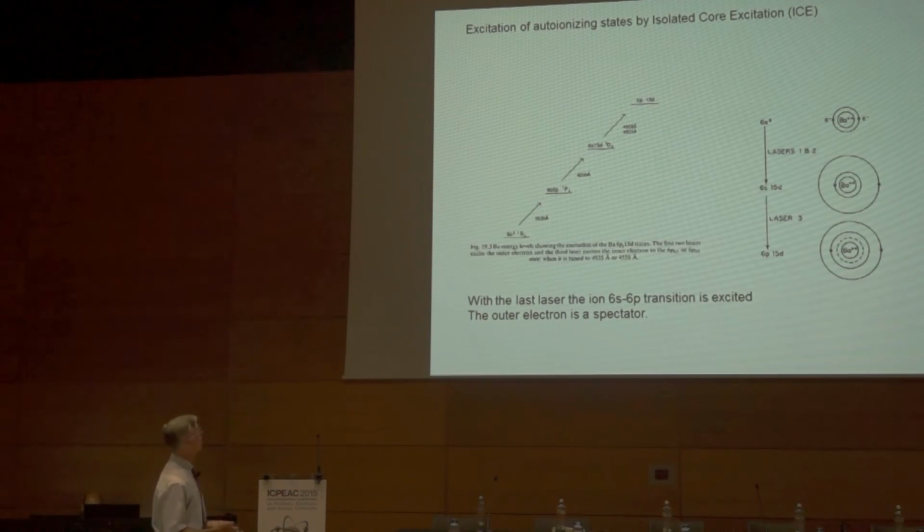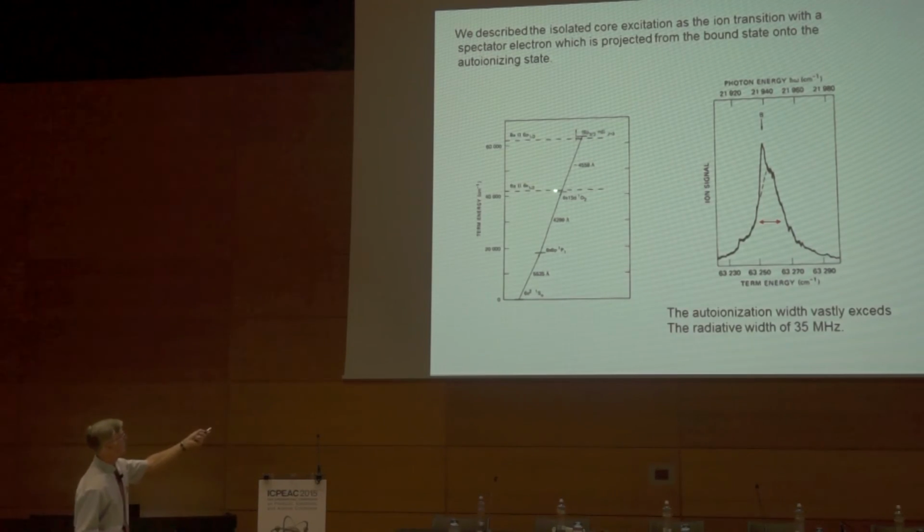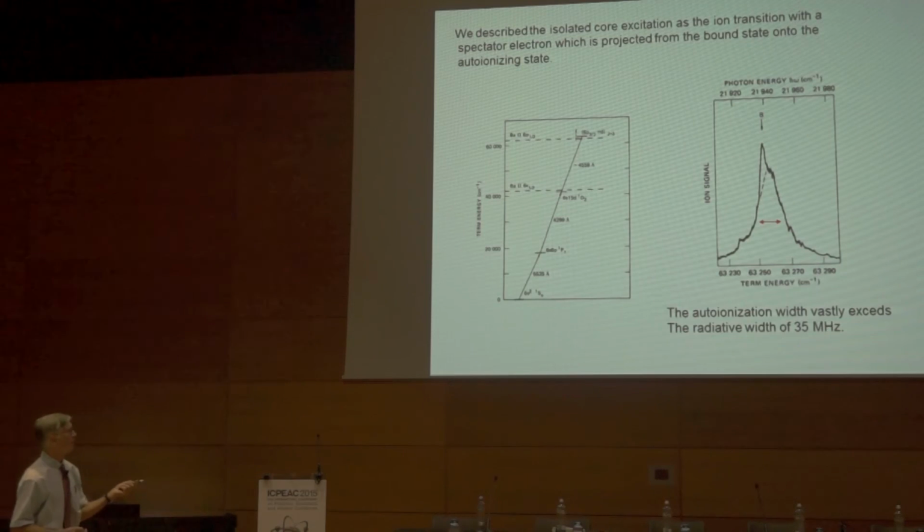Okay, so if I populate the 15D state with these first couple of lasers and scan the wavelength of this laser, I see a nice peak. This is the total energy here, but it's roughly at the frequency of the ion. And the width of this peak gives me immediately the autoionization rate of the 6p 15D state in this case. Since in the back you probably can't quite read this, it's about 20 wave numbers wide.